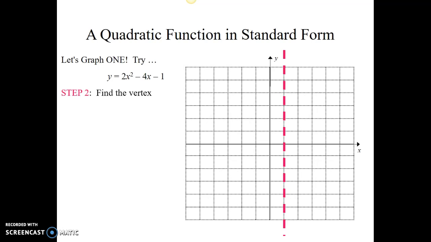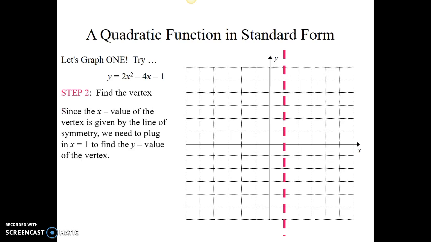Step 2, we need to find the vertex. We do this by substituting the x value from the line of symmetry into our original equation and solve for y. Here I've substituted my 1 into the equation in both places of the x. I've solved this expression right here, and y equals negative 3. Therefore, our vertex is at 1, negative 3. We'll go ahead and plot that point here.